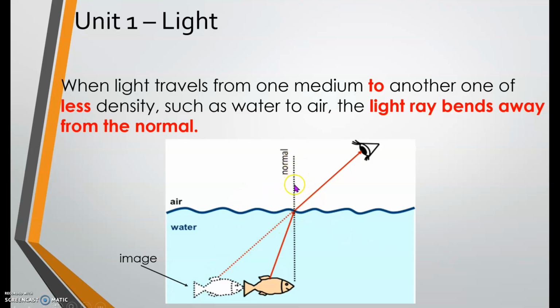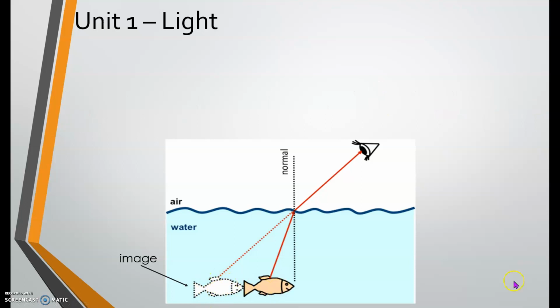So this is the normal line. It says that the light ray will bend away from the normal. So this is the light ray that we see. This is the normal line. It bends away from the normal line. So this is where the real fish is. But the image that we see is the light ray that bends away from the normal. That's why what we see in the water is not really the position of the material or the fish.